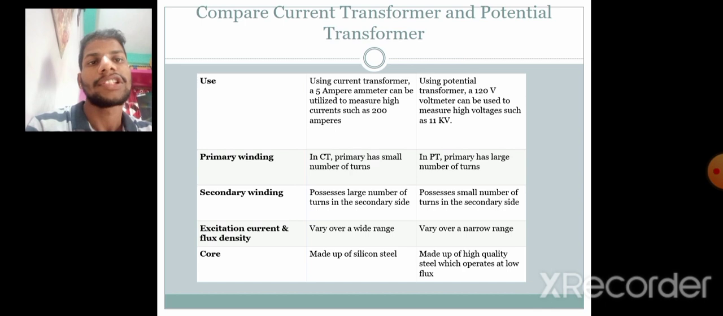And coming to the secondary of CT, it possesses a large number of turns on the secondary side. And coming to PT, it possesses a small number of turns on the secondary side. Excitation current and flux density in CT vary over a wide range, and in PT vary over a narrow range. The core in CT is made up of silicon steel, and in PT it is made up of high quality steel operated at low flux.